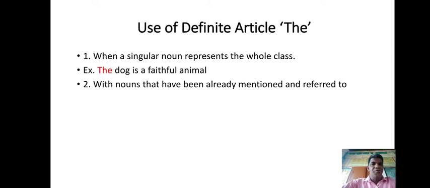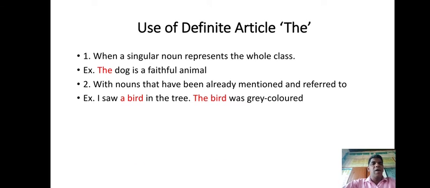The article "the" is used with nouns that have been already mentioned or already referred to. For example, I saw a bird in the tree. The bird was grey colored. So here, the bird was grey colored because we have already referred to that bird in the first sentence. In the first sentence it is a bird, but in the second sentence it is the bird because we are referring to the bird which has already been mentioned.